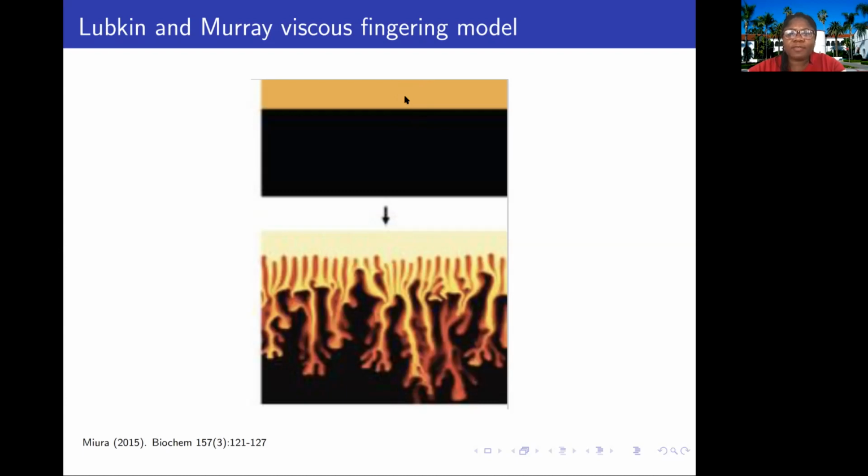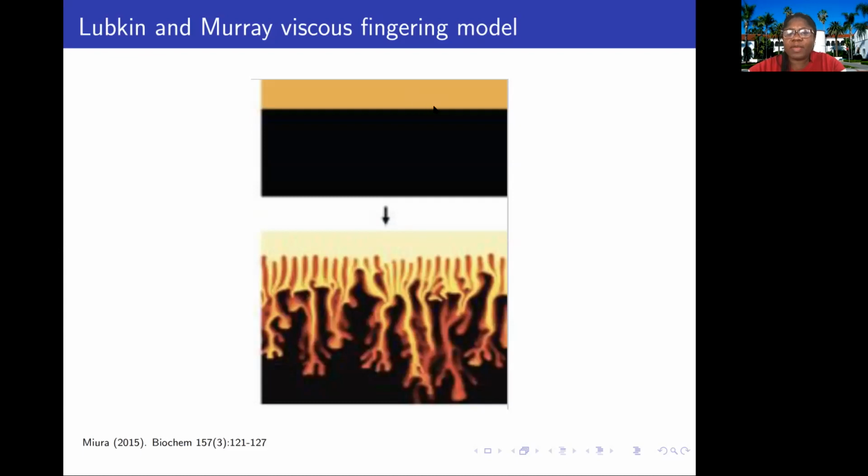When a viscous fluid moves into a fluid that is less viscous, the interface is going to be smooth. But if a less viscous fluid moves into a more viscous fluid, then you have disturbances at the interface that lead to viscous fingering. And that's what we have here on the bottom.